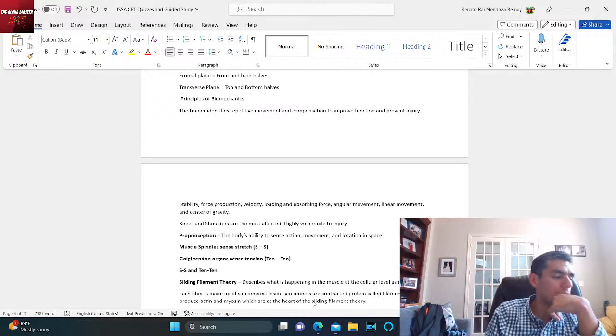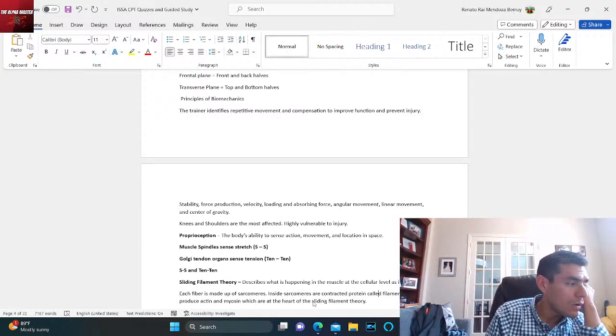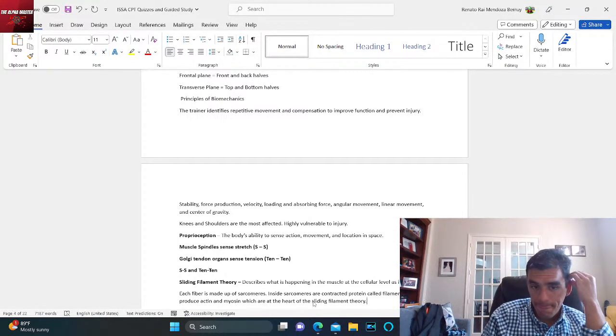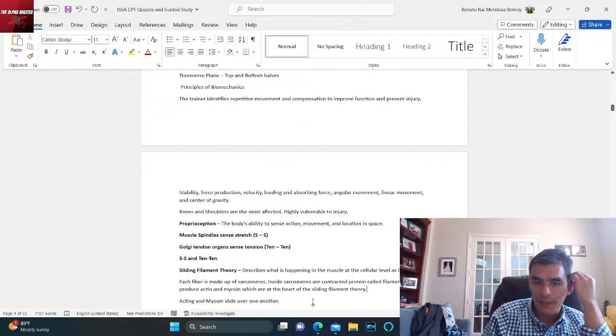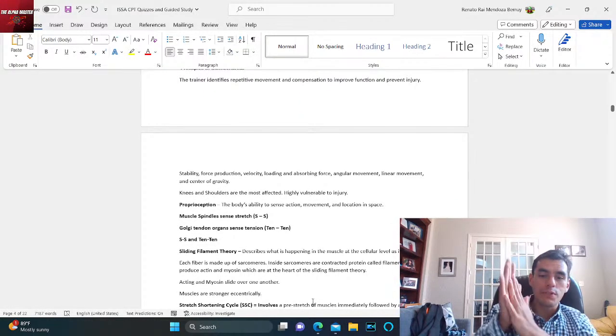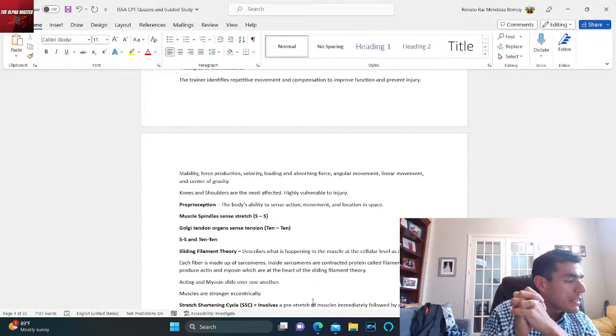Inside sarcomeres, there are contractile protein filaments, actin and myosin, which are at the heart of the sliding filament theory. Actin and myosin slide parallel to each other.